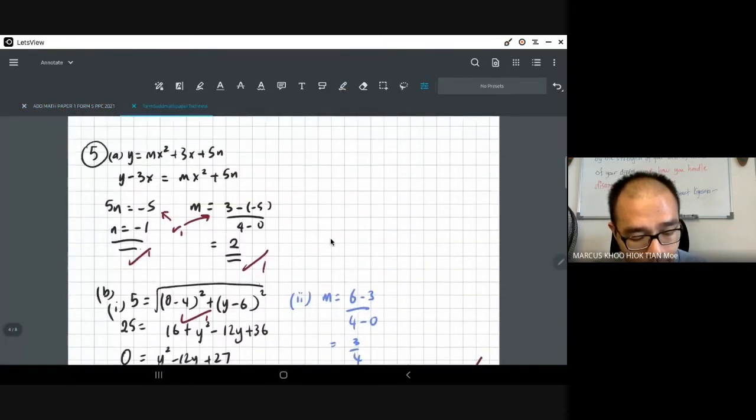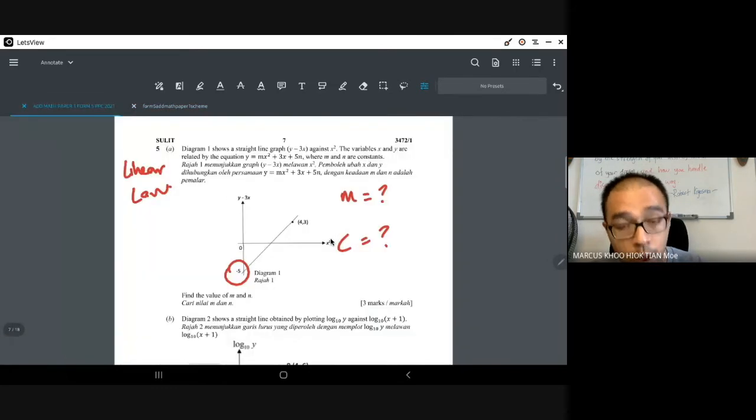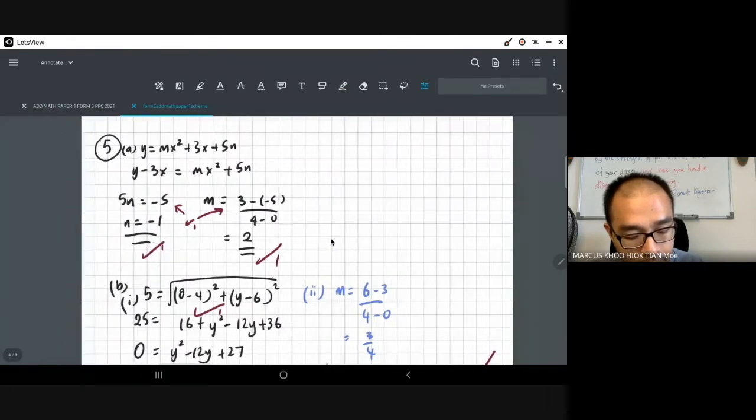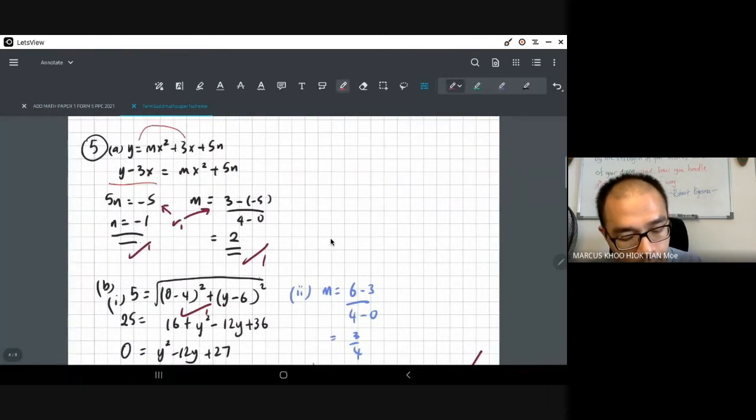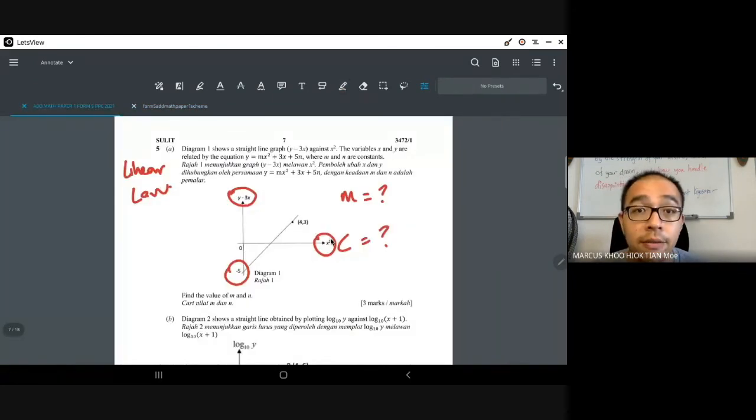Okay, and so first of all, you need to change this according to our graph. Our graph is y minus 3x against x squared. So we have to change our y to y minus 3x by bringing the 3x across. So we're going to get all this. Y minus 3x is our y-axis. Our x squared is our x-axis. And so m is our gradient, which you can calculate yourself. And 5n is our y-intercept, which from the question is -5.